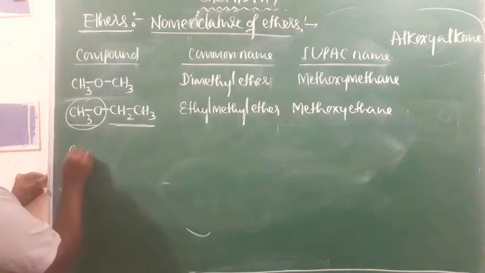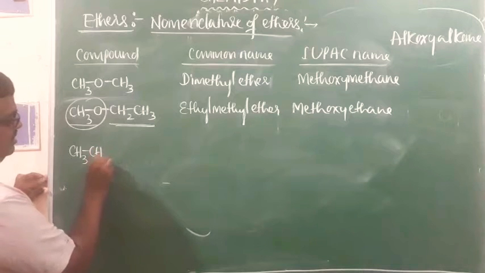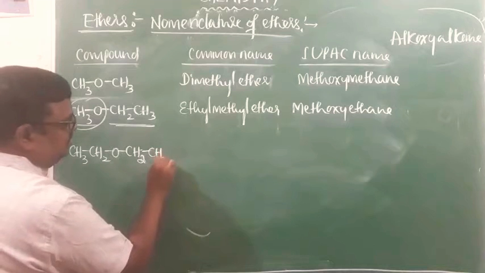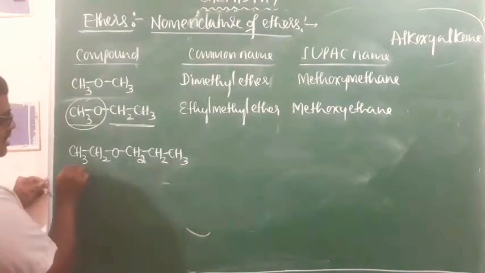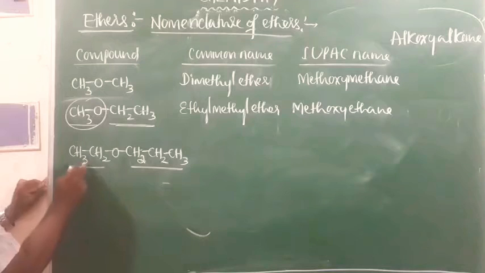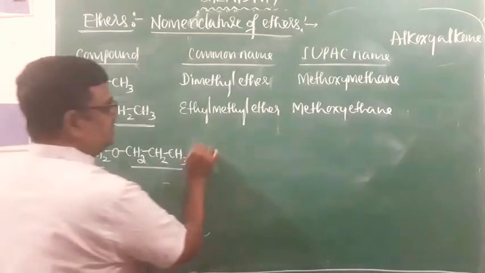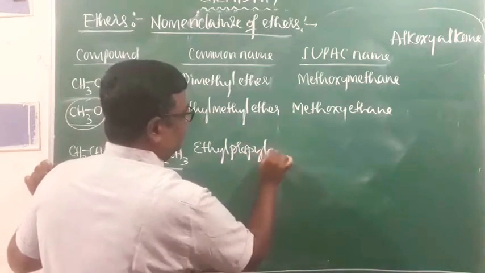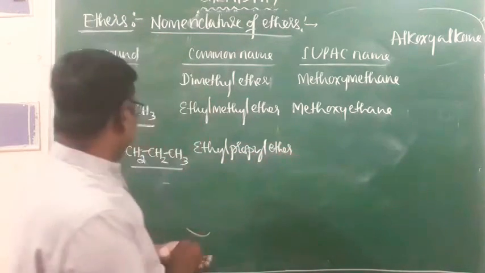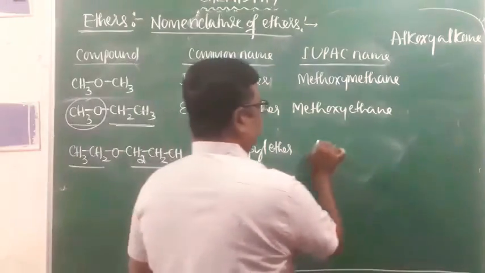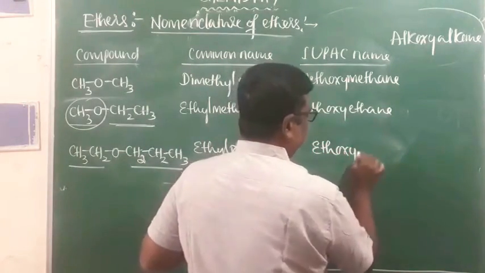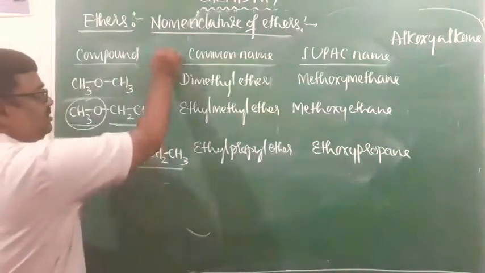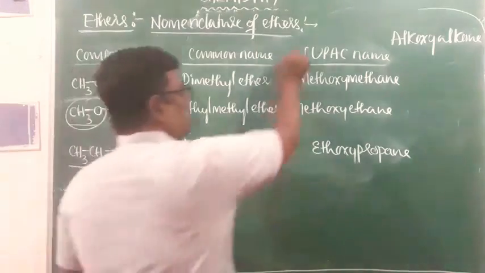Apart from that, we have CH3CH2OCH2CH2CH3. This is one more. Here it is ethyl, here it is propyl. This is the smaller alkyl group, this is the bigger alkyl group, therefore the common name is ethyl propyl ether. And in the IUPAC system it is ethoxypropane, alkoxy ethoxy, propane, because there are three carbon atoms in the parent chain.